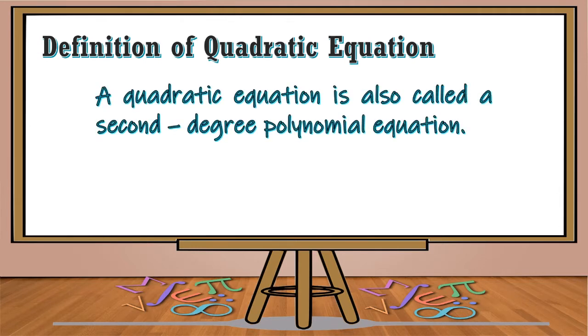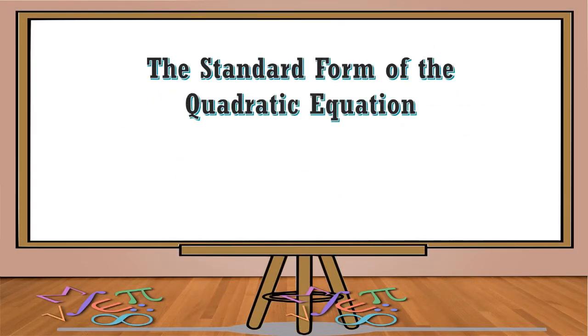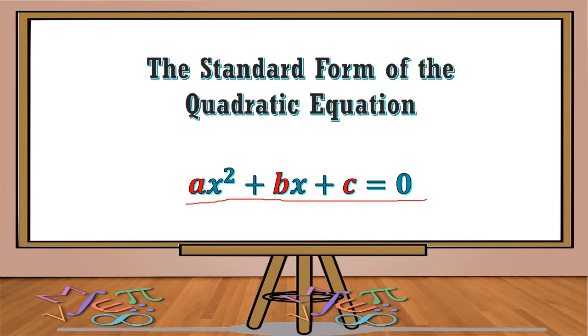A quadratic equation is also called a second-degree polynomial equation. So, ax squared plus bx plus c equals 0, the standard form of the quadratic equation. Take note that if the highest degree or the highest exponent is 2, then the equation is called quadratic. So we already have this, that the standard form of the equation is in the form ax squared plus bx plus c is equal to 0.